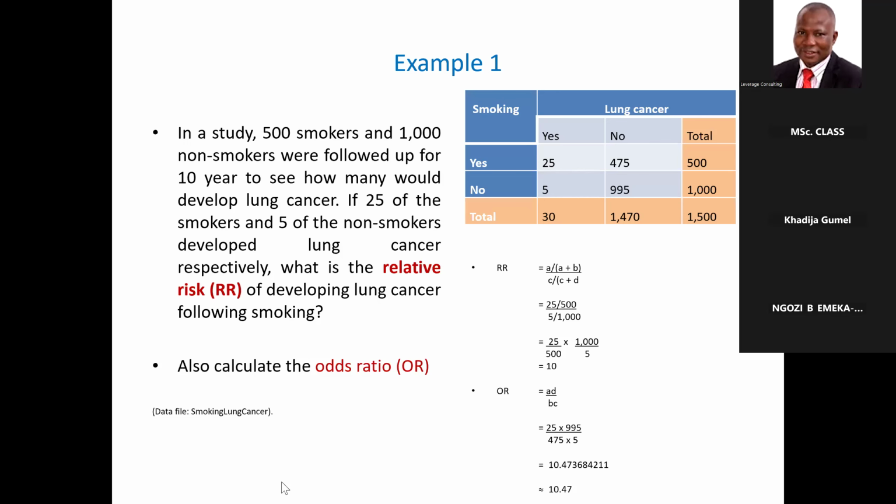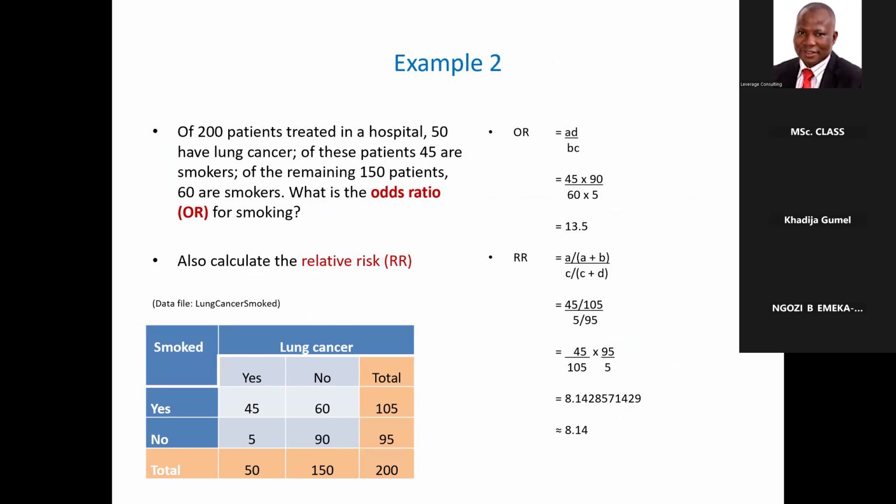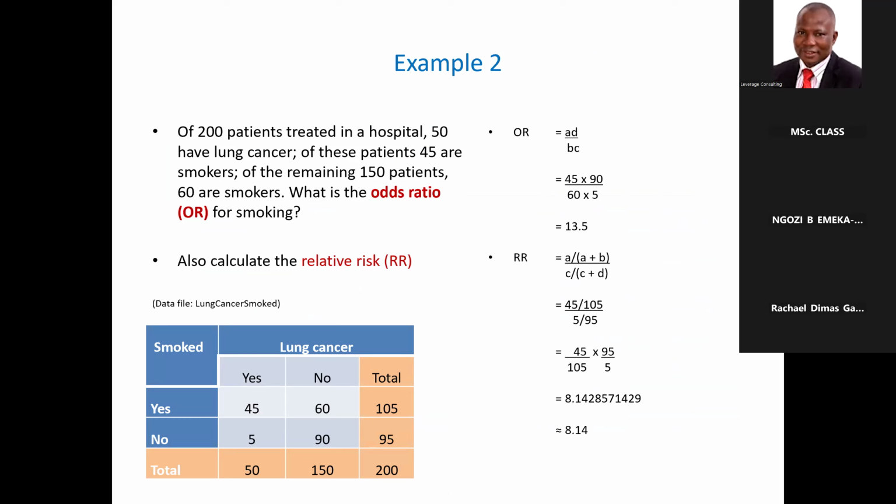Now, we have demonstrated, if you look at the way we calculated it at 10.474, the odds ratio, it's the same thing we see there. So these are just the steps in SPSS to run it. Now let's talk about example 2. This one demonstrates the odds ratio. We just demonstrated relative risk.